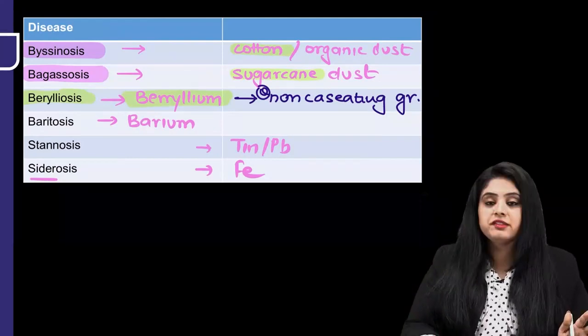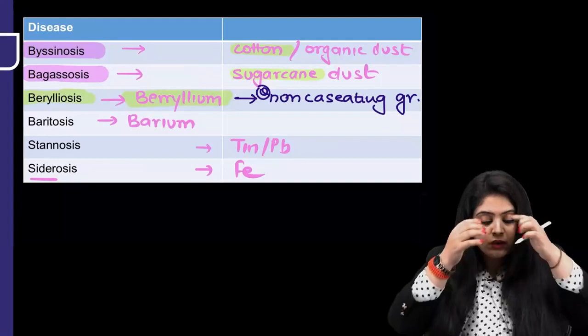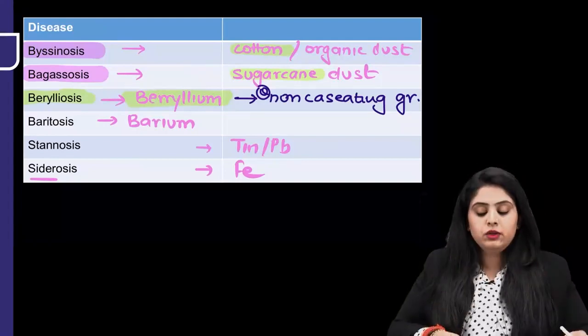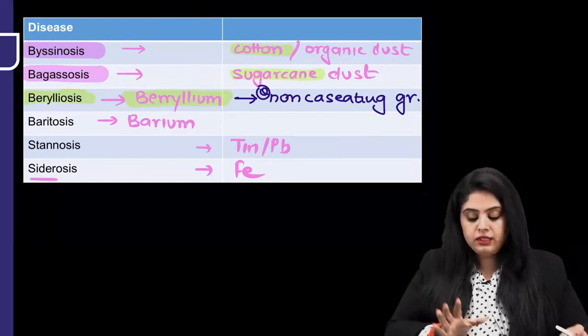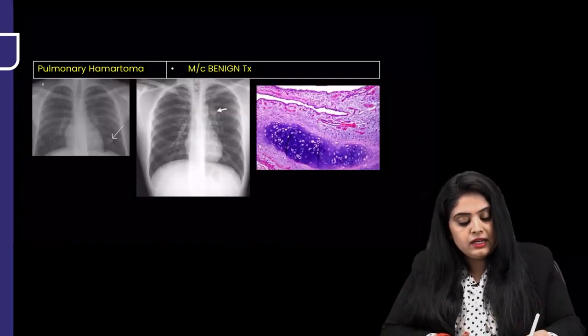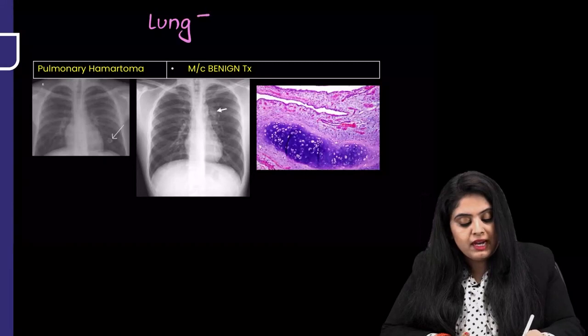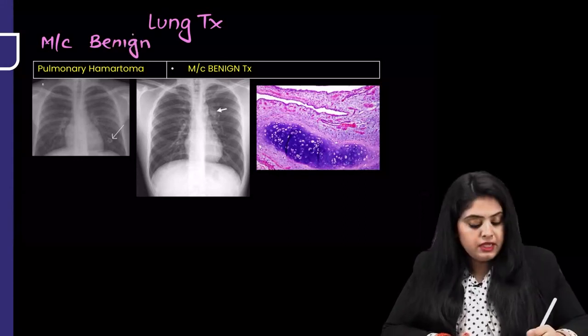So the next part that we are left with is definitely going to be the very famous lung tumors. Basically, in lung tumors, I am going to start with the benign lung tumors. The most common benign lung tumor is going to be pulmonary hamartoma.